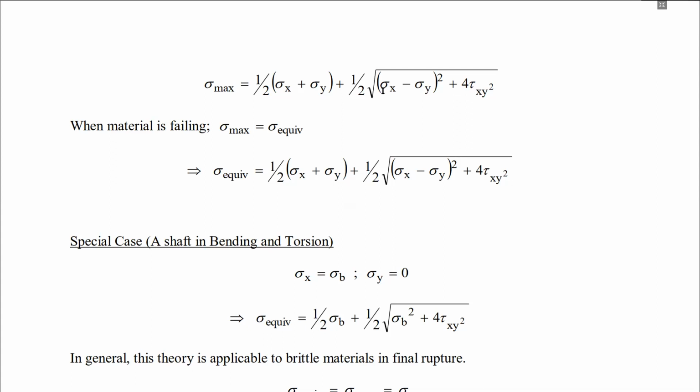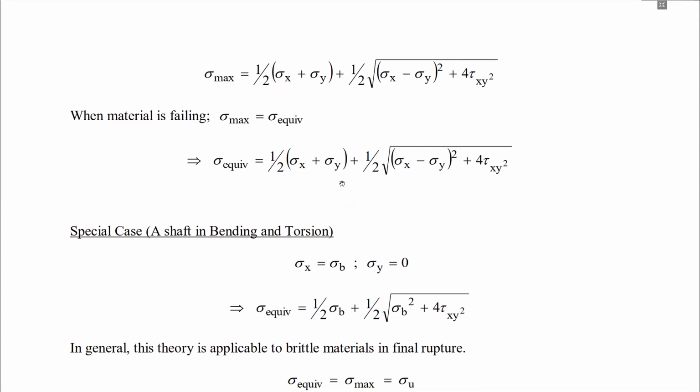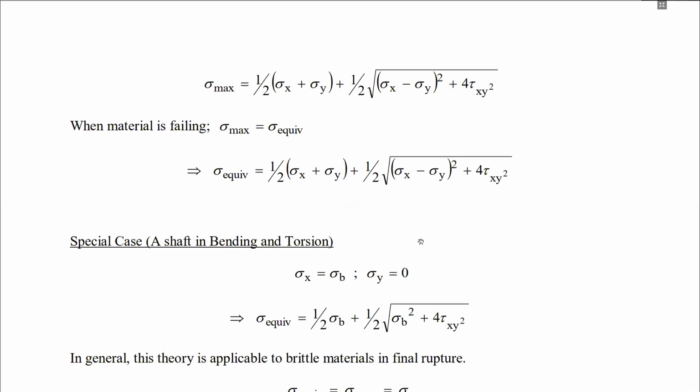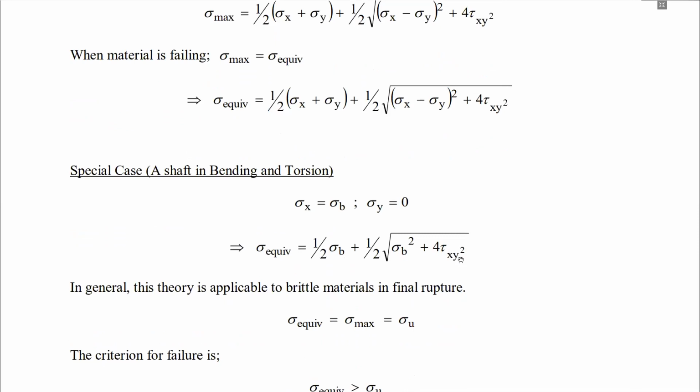For a special case scenario, a shaft in bending and torsion, the X component of the stress is equal to the bending stress, and the Y component of the stress is zero. If that is the case, this whole equation can be simplified to obtain this one. So for the maximum normal stress theory, these are the equations you should look out for. In general, this theory is applicable to brittle material in final rupture.